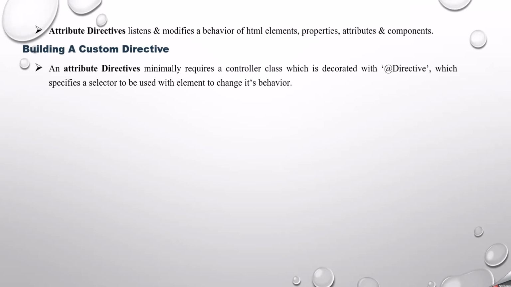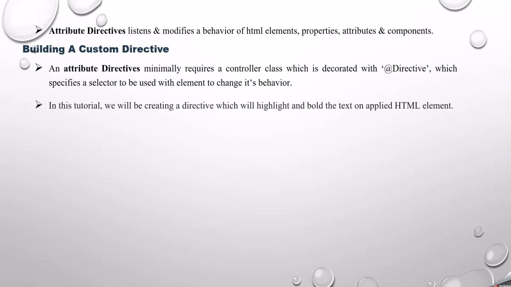The first thing is, an attribute directive minimally requires one class which is going to be decorated with a keyword called @Directive, which specifies a selector to be used with an element to change its behavior. At this point, if you're not going to understand, that's fine. I am just going to show it right away.